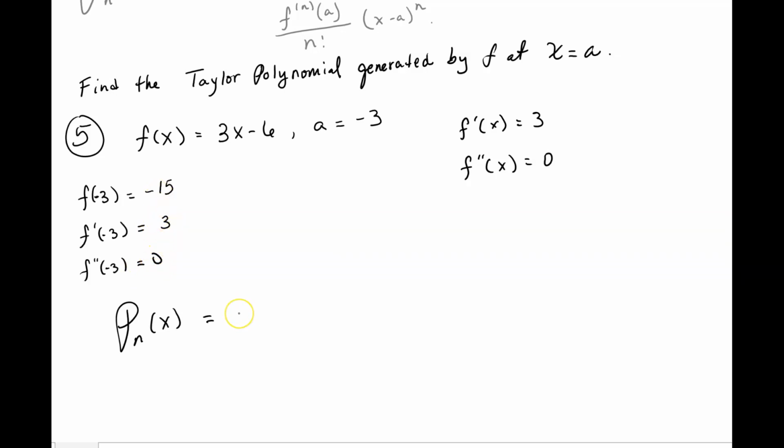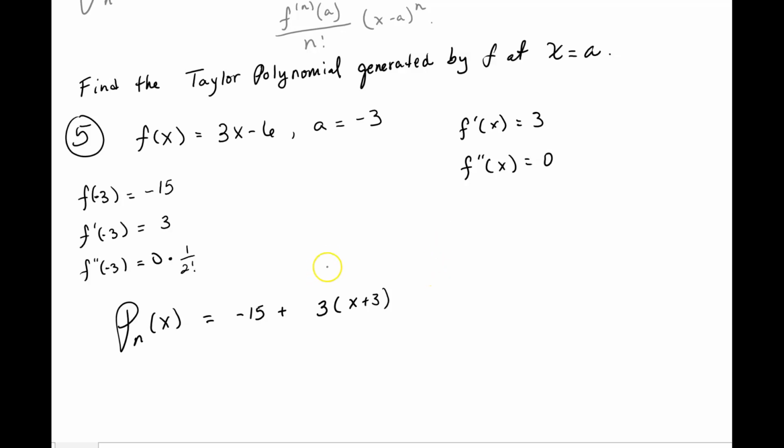So we start off with f of negative 3, which is negative 15, plus we're going to find f prime of negative 3, which is 3, times x minus negative 3. So x minus negative 3 really becomes x plus 3. Let's go ahead and write it as x plus 3. And there's no need to write f double prime because it's 0. Of course you would have to multiply this by 1 over 2 factorial if you were going to continue, if there was something other than 0 there.